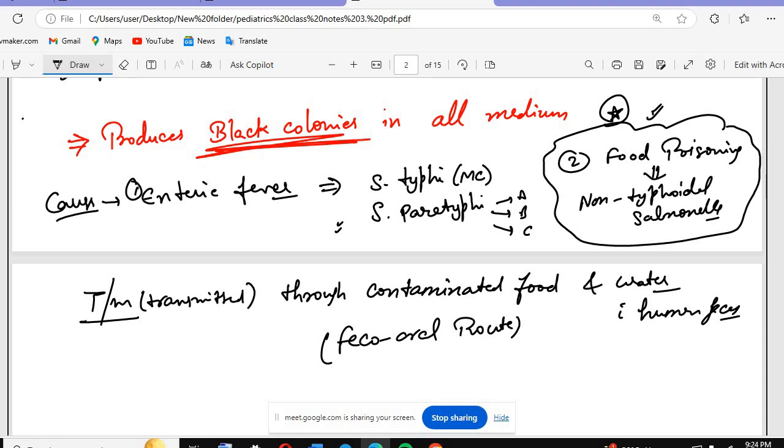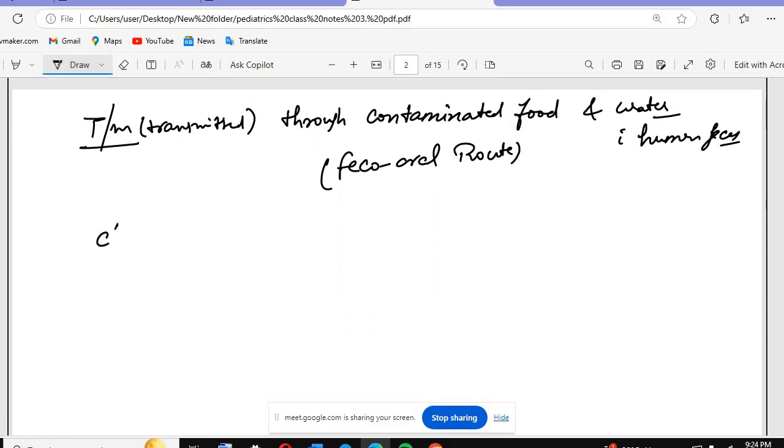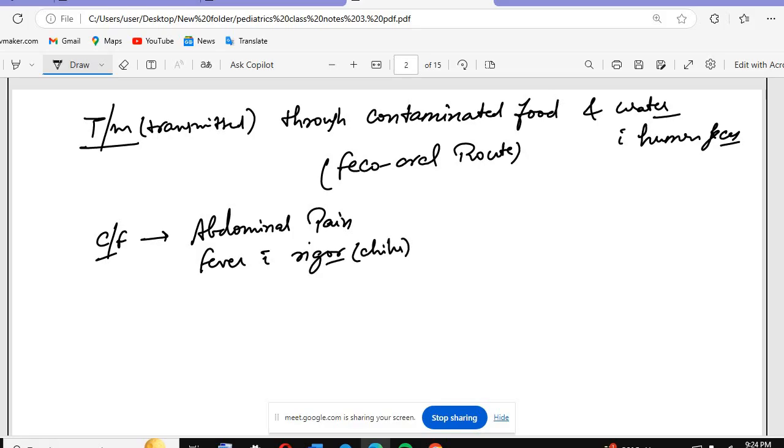Then we will discuss enteric fever. In enteric fever, what is the clinical feature? The patient would have abdominal pain. The patient would have fever with rigors. Rigor means chills. Sometimes there is abdominal pain, fever with rigors, and headache can also be there. So all these features can be seen in this patient.